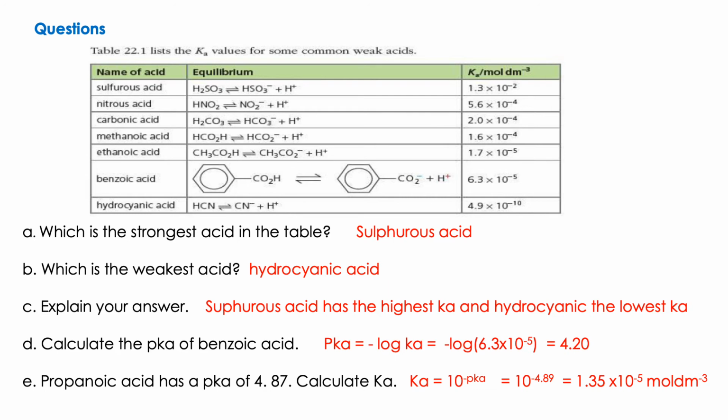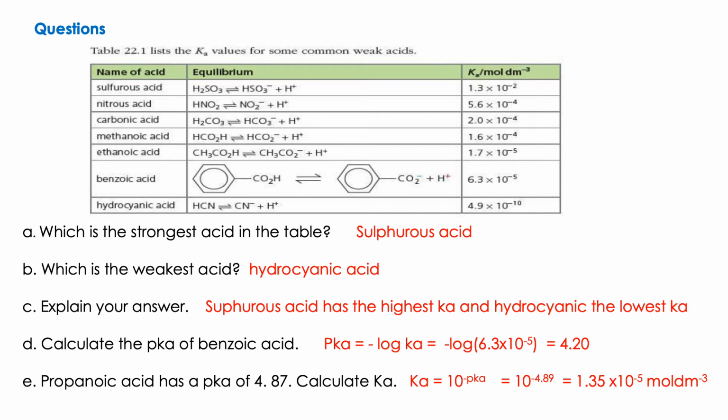Calculate the pKa of benzoic acid. Benzoic acid has a Ka value of 6.3 times 10 to the power minus 5. We know pKa is equal to minus log Ka. So substituting the value of Ka from the table, we get pKa of benzoic acid is 4.20. Please remember to use the bracket when you're calculating negative log.